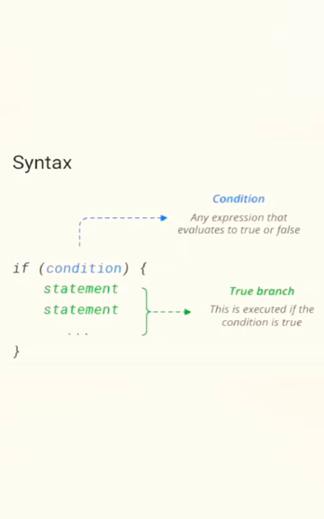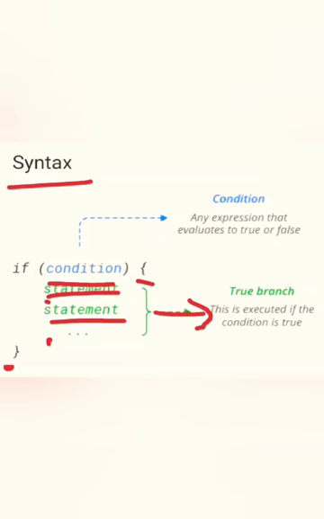This is the syntax for the if statement. If, condition, statement 1, statement 2 and so on. You can write more than one statement inside the block. Here we are going to check the condition first. If the given condition is true, the statements given within the braces will be executed, that is, the true branch will be executed. Otherwise, the control will come out from the if statement.